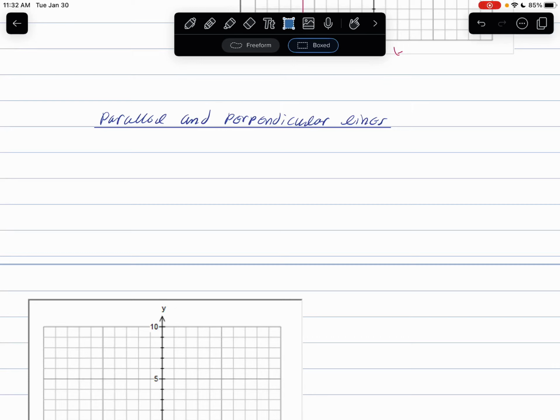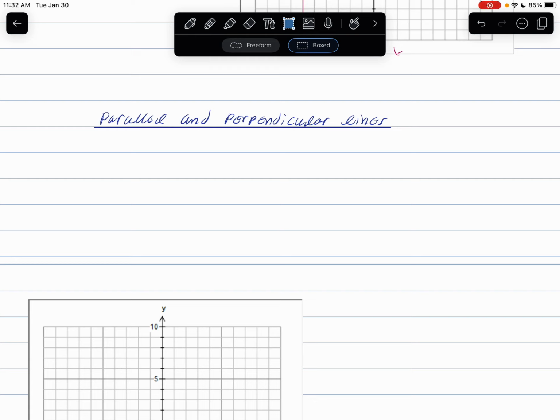Okay, in this video, I want to talk a little bit about finding parallel and perpendicular lines. So first I want to start by talking about what it means for a line to be parallel or perpendicular. And then I want to talk a little bit about how you will find the equation of a line through some given point that is parallel or perpendicular to an already given line, okay?